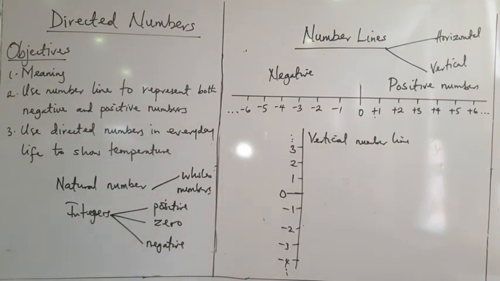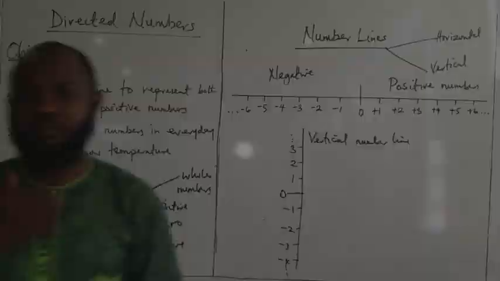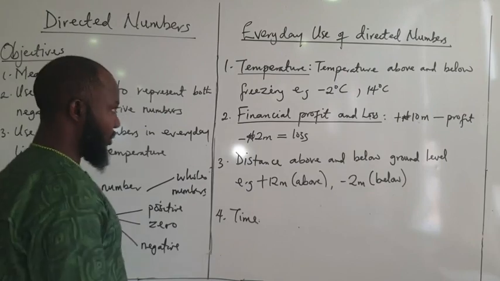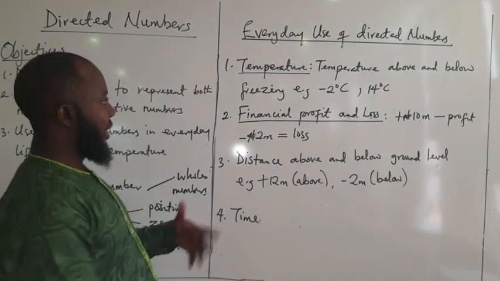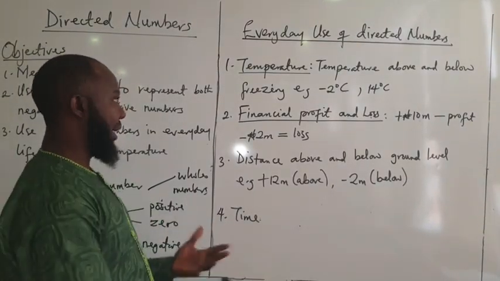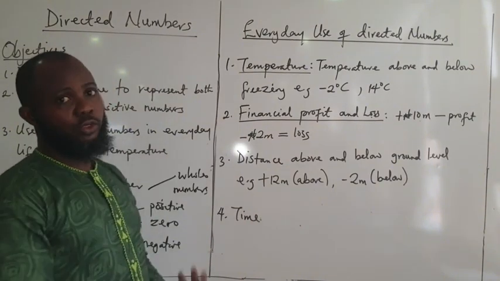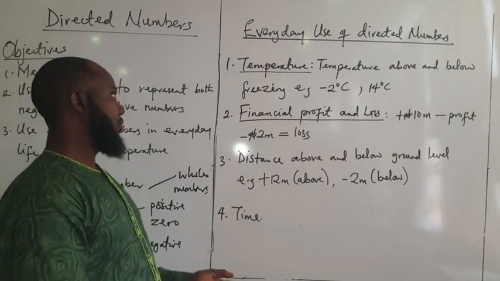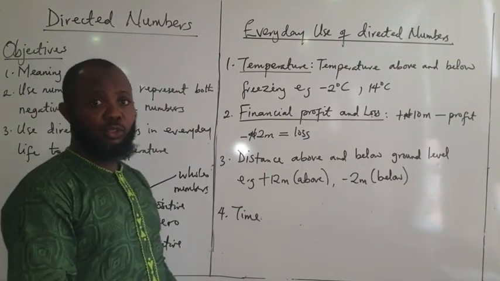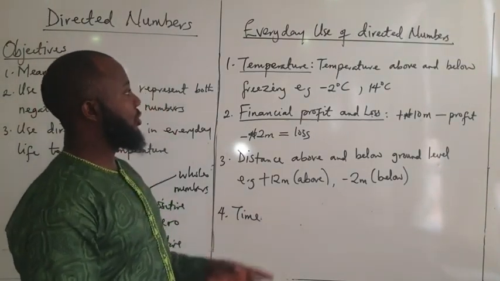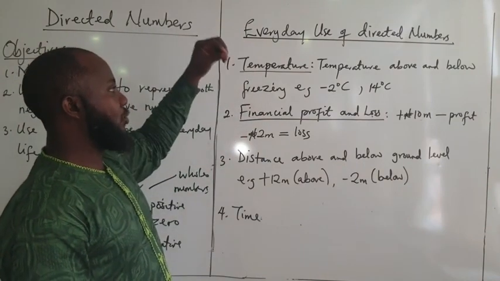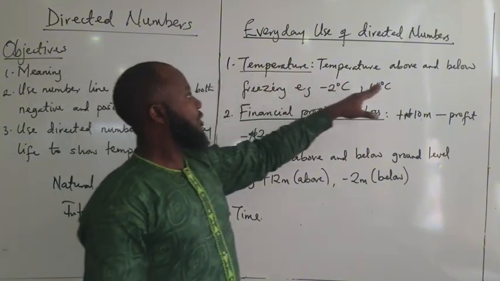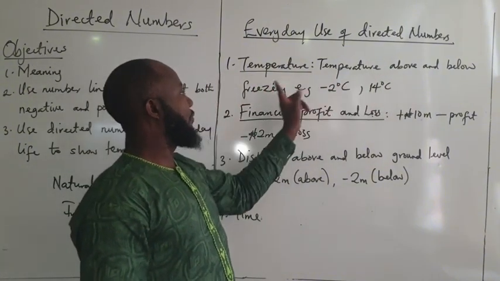How to use directed numbers in everyday life. So next is everyday use of directed numbers. So we want to look at how do we use directed numbers in our everyday life. For example, if you go to the hospital, you check your temperature, get your vitals, so whether you have your own temperature or not. So the temperature used, so under it, how do we know that? How do we use negative and positive directed numbers? So temperature above and or below freezing.